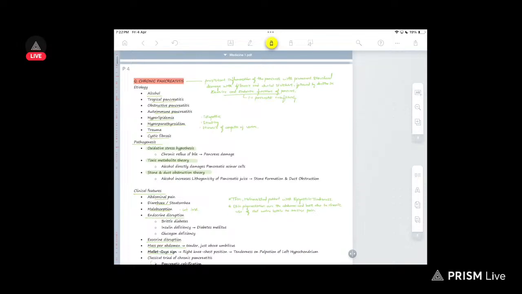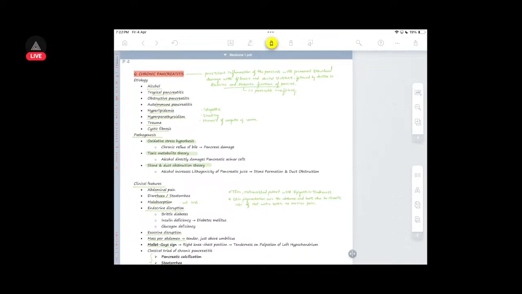And next we go on to chronic pancreatitis. Chronic pancreatitis is persistent inflammation of the pancreas with permanent structural damage, with fibrosis and ductal strictures, followed by a decline in exocrine and endocrine functions of the pancreas. So pancreatic insufficiency is seen in chronic pancreatitis.